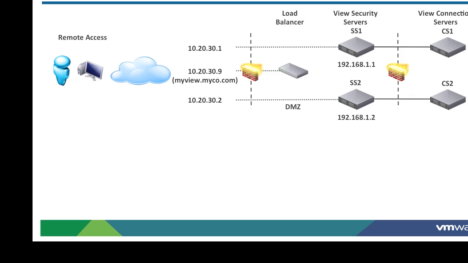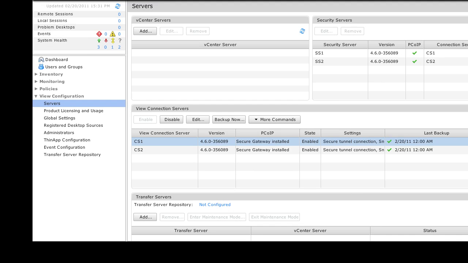Okay, so let's configure this environment. In this case, it's a new View 4.6 install, but it would be the same if it was an environment upgraded from an earlier version, such as 4.5. I'm going to use View Administrator, and I've connected to the environment from a web browser.